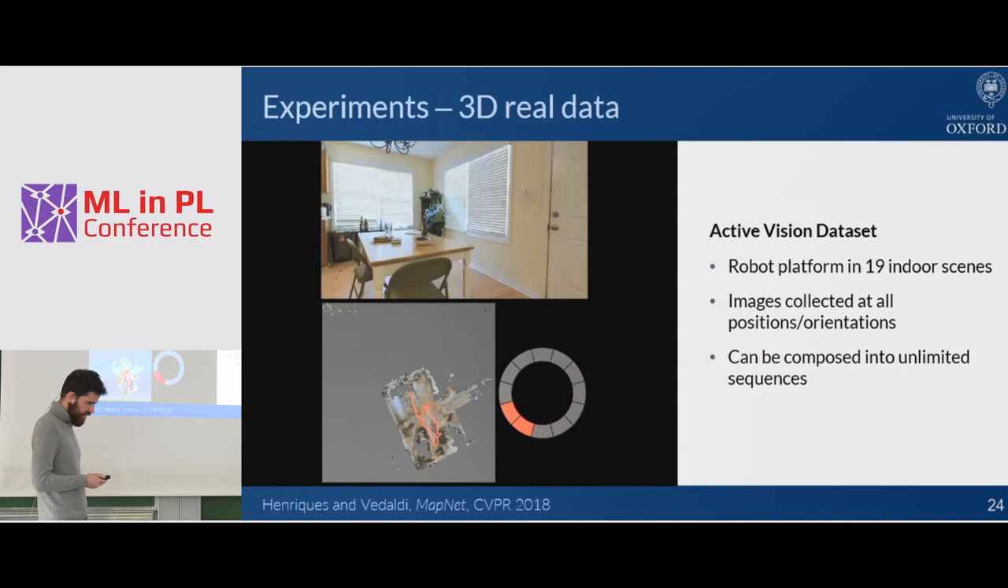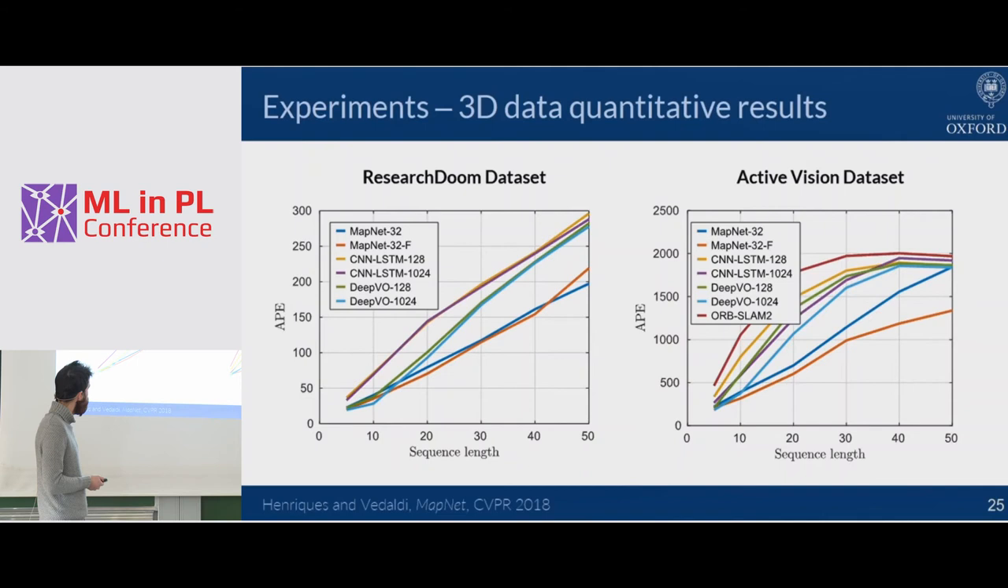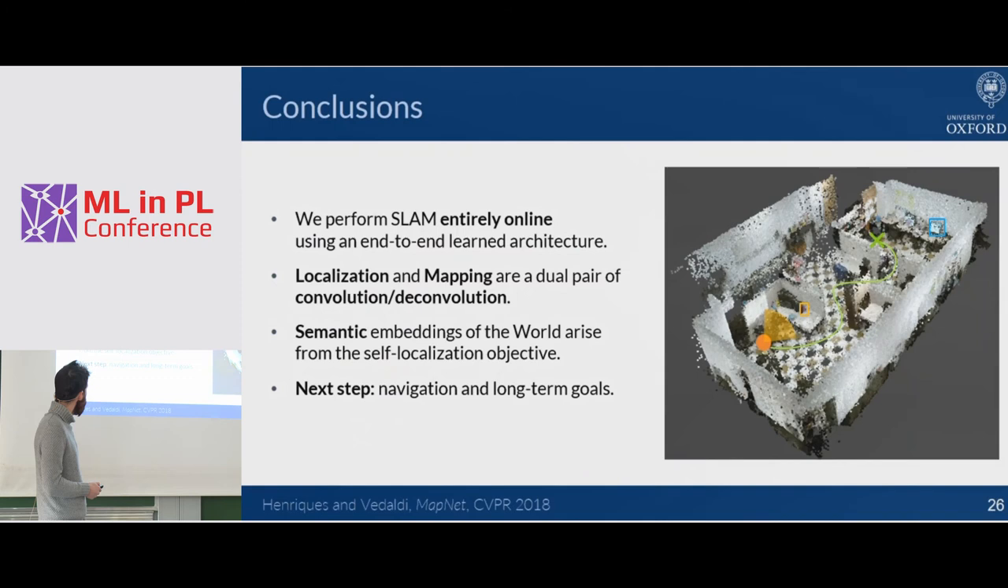And I guess that's it for the results. I could go into some quantitative results maybe later if you guys care about that. I compared to some state-of-the-art baselines and some classical SLAM methods. And obviously, it seems to favor this system. And yeah, so conclusions.